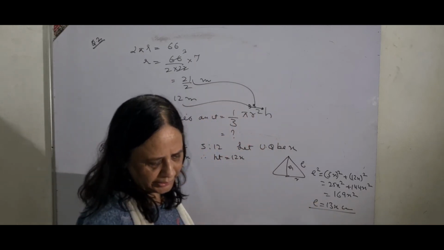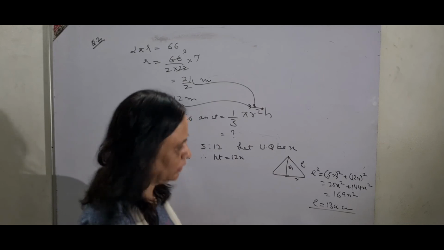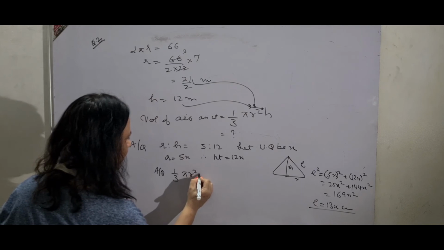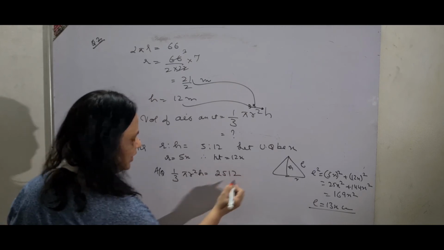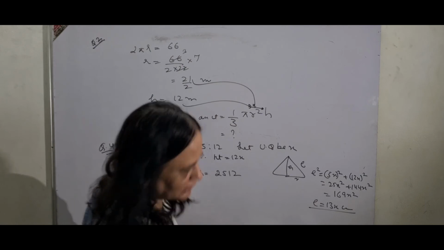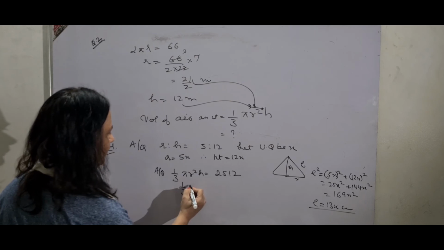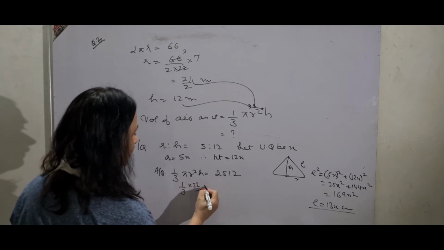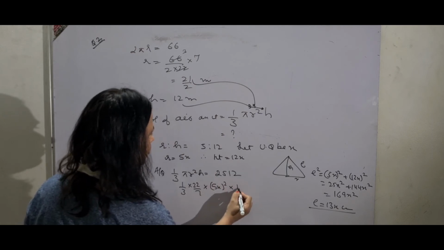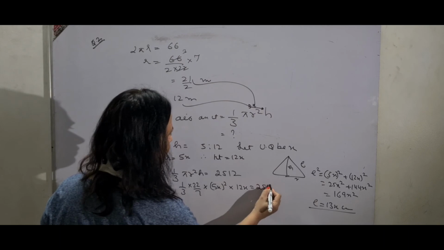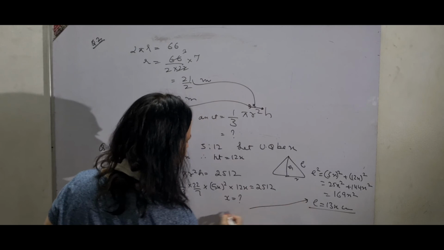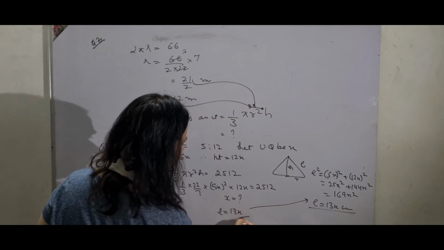Then again, you know what to do. Its volume is 2512 cubic centimeter. So according to the question, 1 by 3 pi r square h is equal to 2512 cubic centimeter. Find the radius and slant height. So it's very simple, children. 1 by 3 into 22 upon 7 into r square, meaning (5x) whole square, h is 12x, is equal to 2512. This will give you the value of x. Substitute in slant height, L is equal to 13x. This is your first answer.